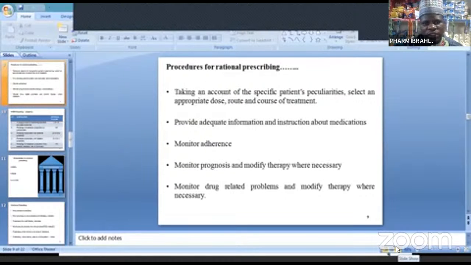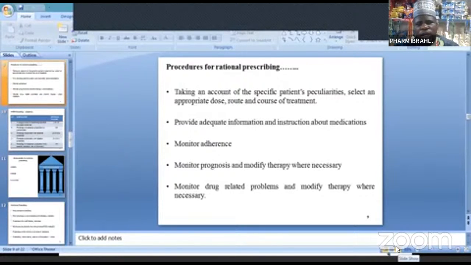Then we have the ACA model. The ACA model is the appropriate patient, appropriate drug, appropriate route, then correct dispensing and adequate monitoring.